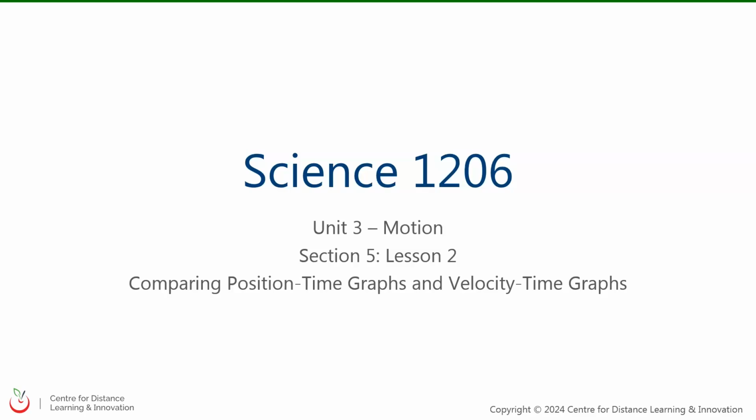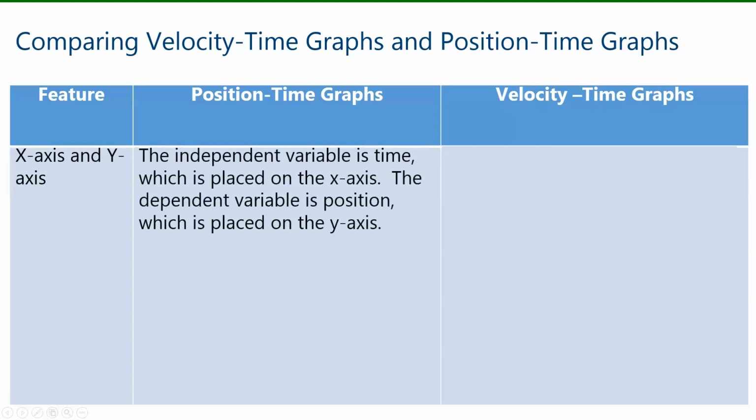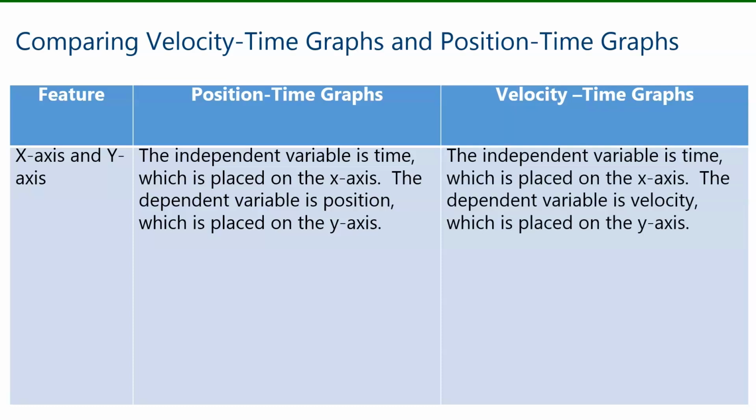Let's get started. The first feature we'll look at is the x-axis and y-axis. On a position time graph, the independent variable is time, which is placed on the x-axis. The dependent variable is position, which is placed on the y-axis. On a velocity time graph, the independent variable is also time, which is placed on the x-axis, but the dependent variable is velocity, which is placed on the y-axis.